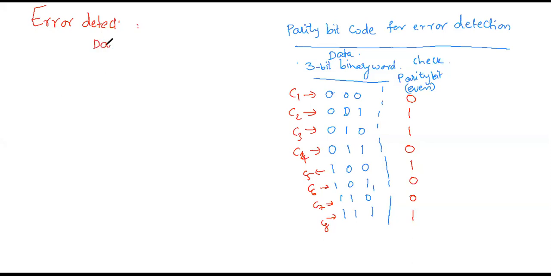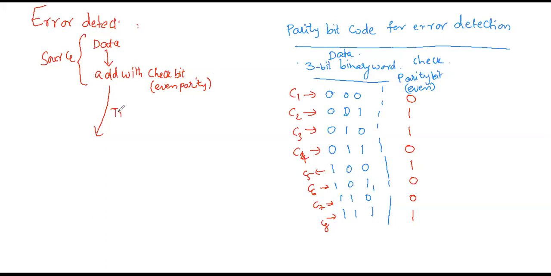Take data, add with check bits, here in our case even parity, and we are transmitting. This is at the source: taking the data, adding the check bit, and we are considering the check bit is even parity, and we are transmitting.